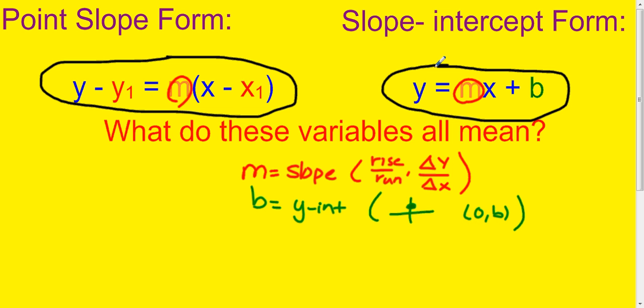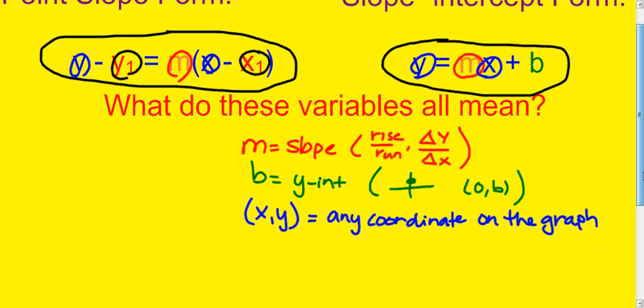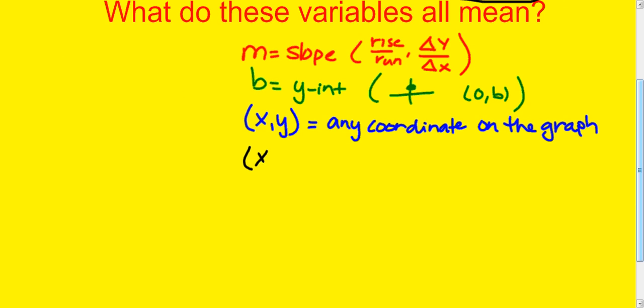Then notice this equation right here has an x and a y in it, and this equation has an x and a y in it. That generic x, y just means it represents any coordinate on the graph. Then you will also see that this one has an x1 and a y1 in it, and that is a specific coordinate on the graph.